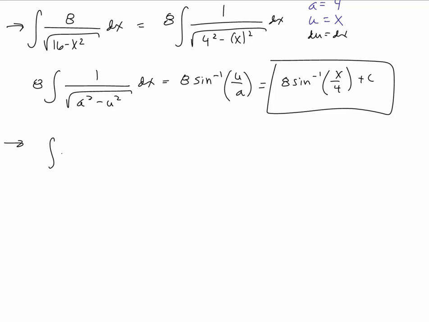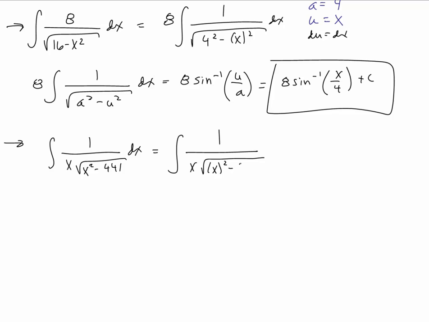Let's look at the integral of 1 over x square root x squared minus 441 dx. This fits an inverse secant pretty clearly, but let's go ahead and rewrite it so we can see it. So this is x quantity squared. Square root of 441 is 21. So then we see here that a is 21, u is x, and then of course du would be dx.